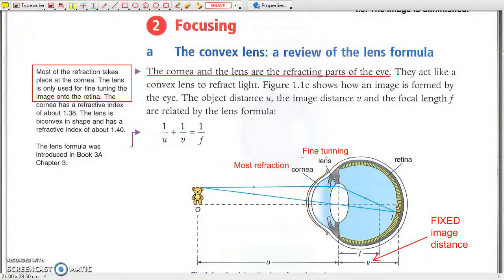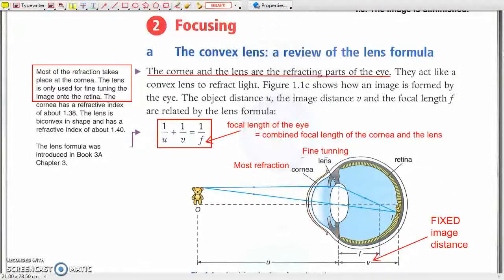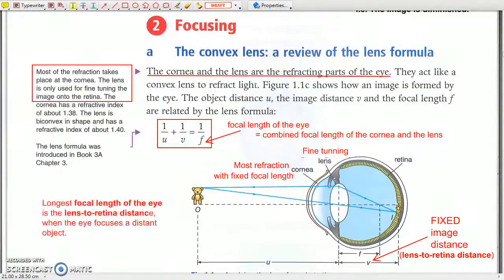We may use the lens formula to calculate the necessary focal length to bring the image of an object into focus, or simply to focus an object. The calculated f is the combined focal length of the cornea and the lens, or simply the focal length of the eye. Nevertheless, the focal length of the cornea is fixed. Also note that the longest focal length of the eye is the lens to retina distance, when the eye focuses a distant object.